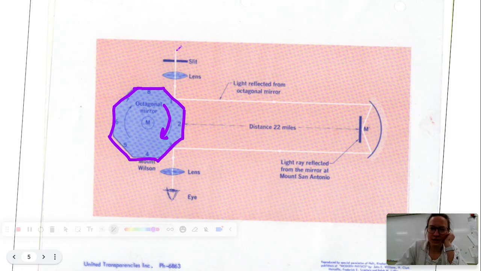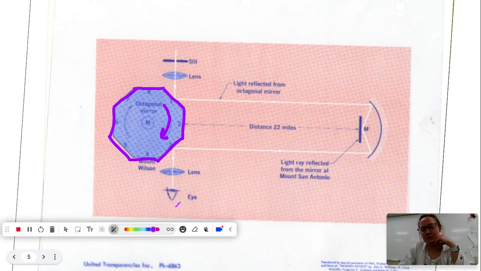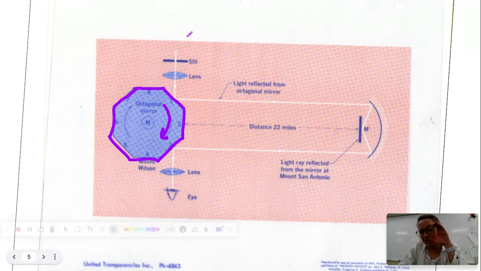Here's what would happen. The light would come in, it would hit the top mirror, it would travel the 22 miles to under Mount San Antonio, where there it would hit a mirror. Then it would reflect back, travel back another 22 miles, where it would hit the wheel again. Then that light would bounce off of the wheel, go through a lens, and go into Mr. Michelson's eye, where he was looking to see if he could see the light come, not from the ceiling, but all the way back from San Antonio back to him.